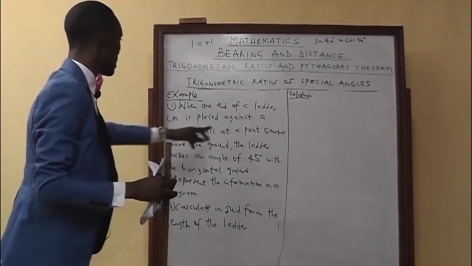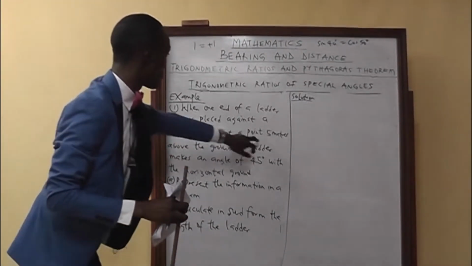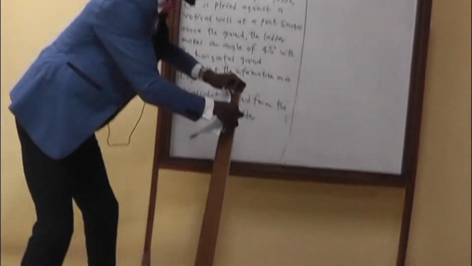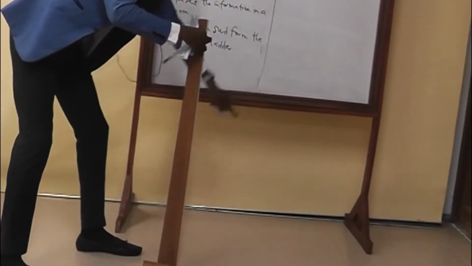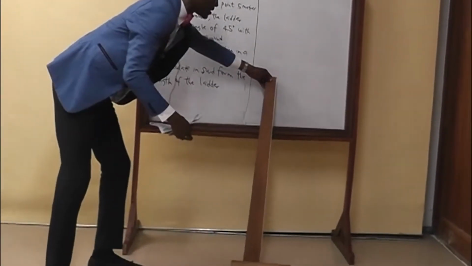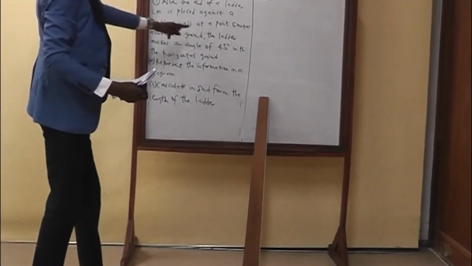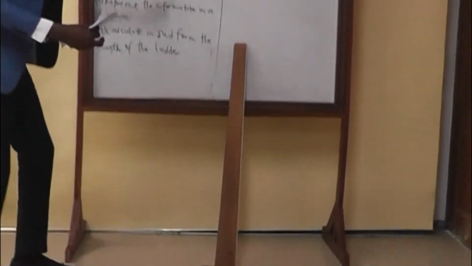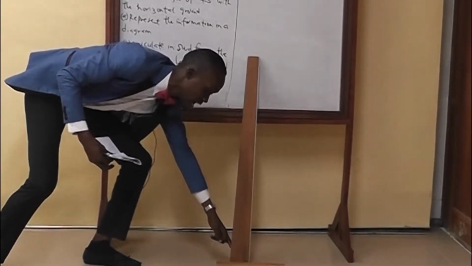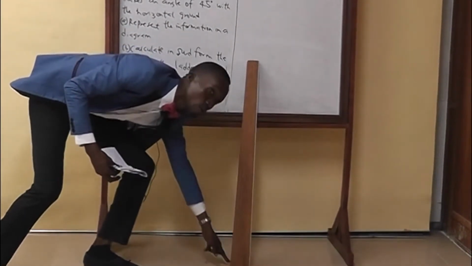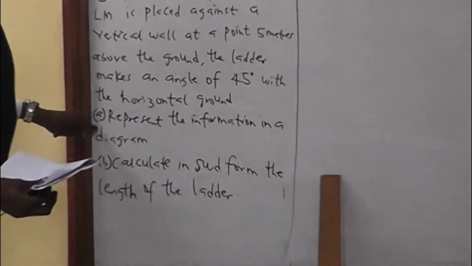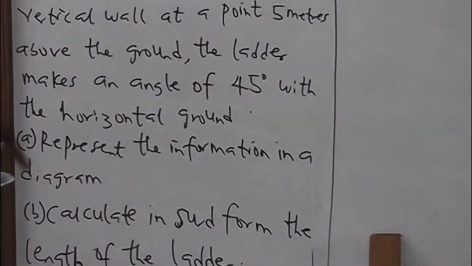The ladder is placed against the vertical wall at a point 5 meters above the ground. That is, the point where the top of the ladder is touching is 5 meters from the horizontal ground, like this. Now the ladder makes an angle of 45 degrees with the horizontal ground. The angle between the base of the ladder and this horizontal ground, the angle A, is what we are given as that 45 degrees. The A part says we should represent the information in a diagram.